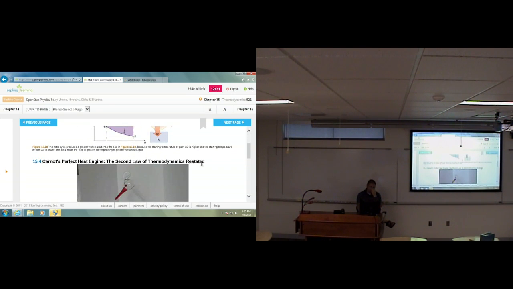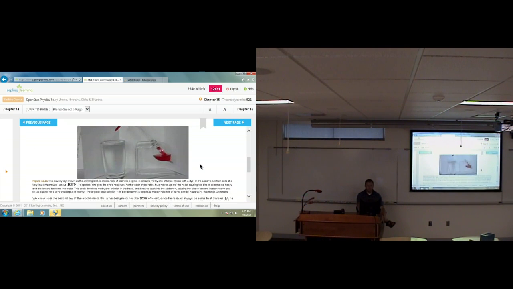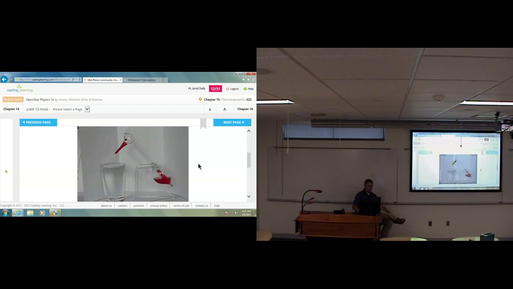Now, what would be the most efficient engine, theoretically speaking? The most efficient engine is what we call a Carnot cycle. And if you've ever seen one of these toys before, this is actually built on this principle of the Carnot cycle. It's called the drinking bird. Essentially, this red stuff is some alcohol, 100% alcohol, inside of a vacuum-sealed bulb.